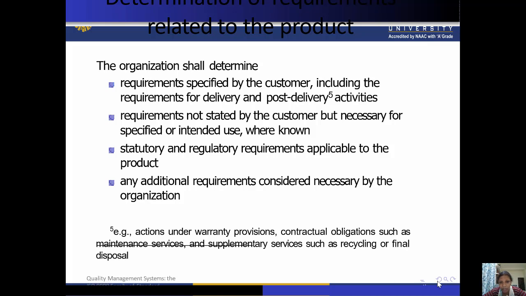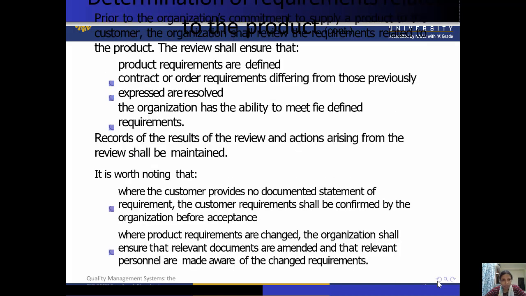The post delivery action is related to the actions undertaken, warranty provisions, contractual obligations such as maintenance services, and supplementary services such as recycling or final disposal. These are some things which are related to the organization's requirements.